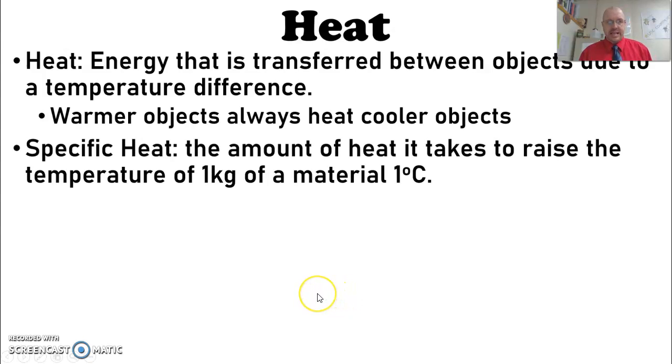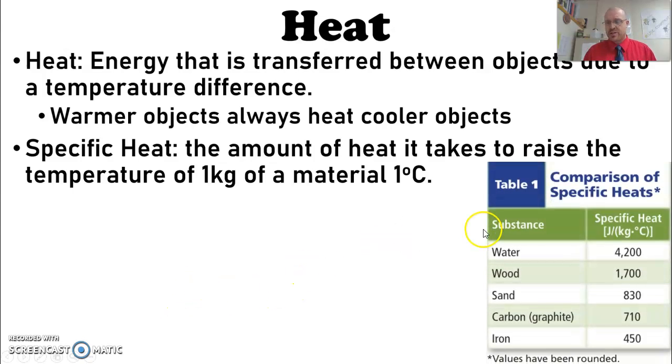What is specific heat? Specific heat is when we talk about this whole measuring heat thing. It's the amount of heat it takes to raise the temperature of 1 kilogram of material 1 degree Celsius. That's one of the great things about the metric system, is the fact that all these things are kind of equivalent. So it's really easy. We don't have to do lots of conversions. We just know if we're going to raise 1 kilogram of material 1 degree Celsius, that is 1 unit of specific heat. Okay.